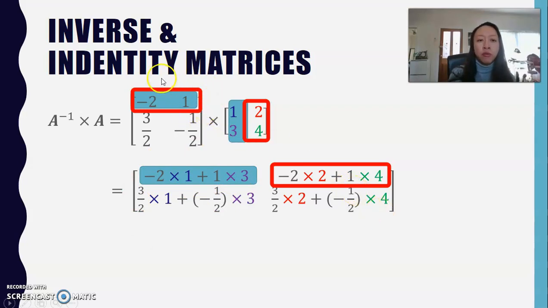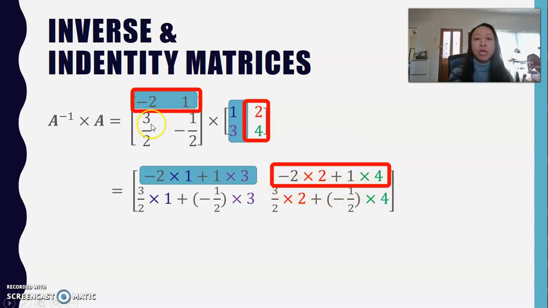So now we focus on the red circle one. The red circle one is focusing on row 1 and column 2. So after we are done with column 1, we focus on column 2. For column 2 and row 1, we have to multiply the first elements together. So that's -2 and 2 together, added by 1 times 4. And can you see that this is being placed at row 1 and column 2 of this matrix, because this is row 1, column 2. So the result is going to be here.